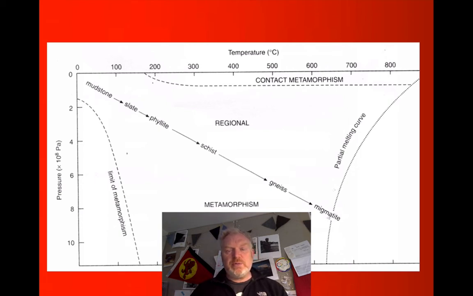We can see as well this progression of different rocks. Remember that phyllite and migmatite aren't on your specification. You don't need to know them, though they do exist. What's different about those rocks? What's the difference between a mudstone and a slate and a schist and a gneiss? How does that tie in with what we've said about texture and composition?